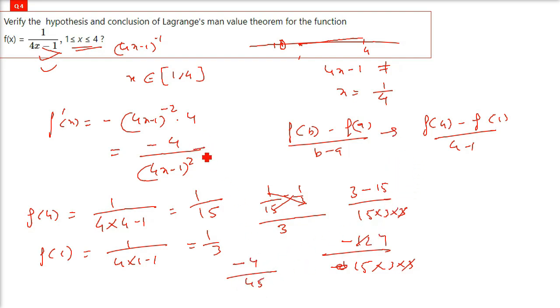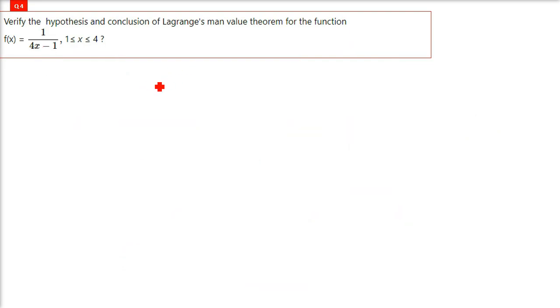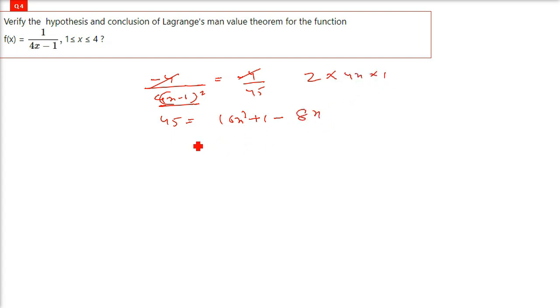This has to be equated to this one, f dash x. Negative 4 by 45. And this will form a proper equation. Let me write it properly. This is equal to negative 4 by 45. Negative 4 can be cancelled. 45 is equal to 4x minus 1 squared. You have 16x squared plus 1 minus 2 into 4x into 1. It will be 8x. And this 45 can be taken on one side. Let me just put the value and tell you. What do you get finally?